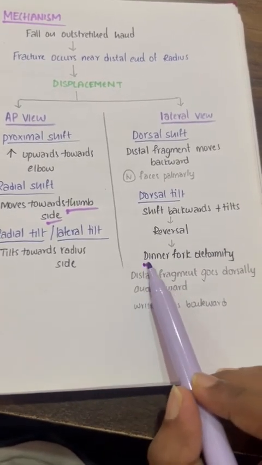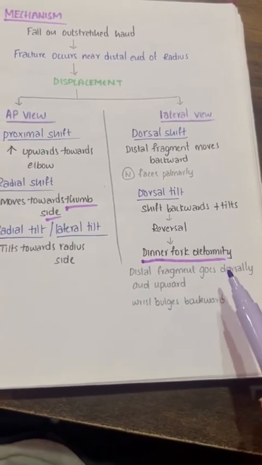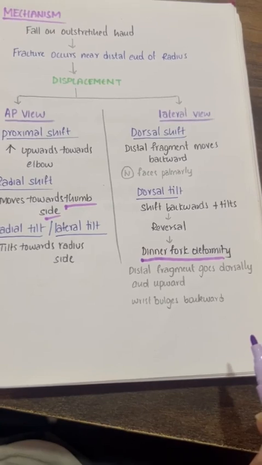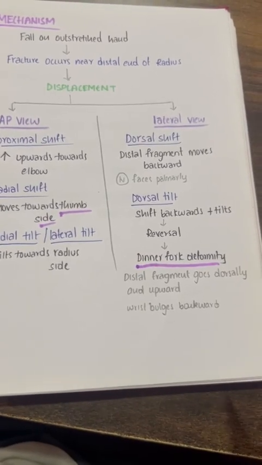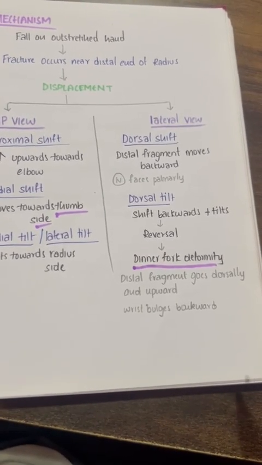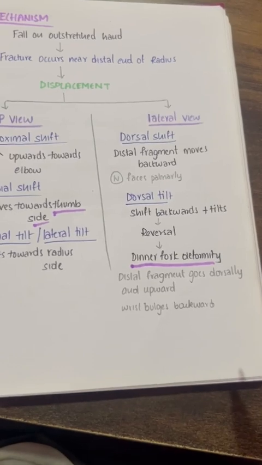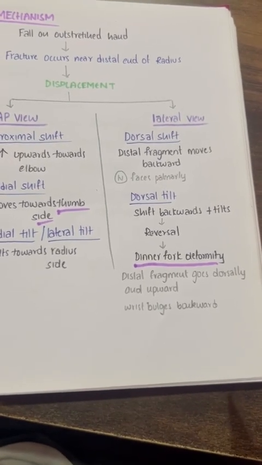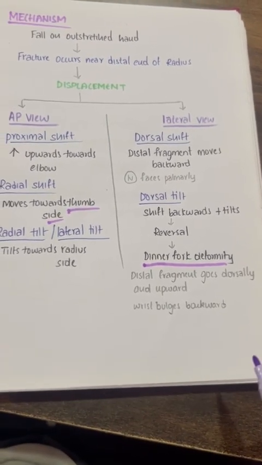So this produces the dinner fork deformity. This is the classic feature of the Colles fracture. This is because the distal fragment not only goes dorsally but also goes upward. So the wrist bulges backward. This is what produces the dinner fork deformity.